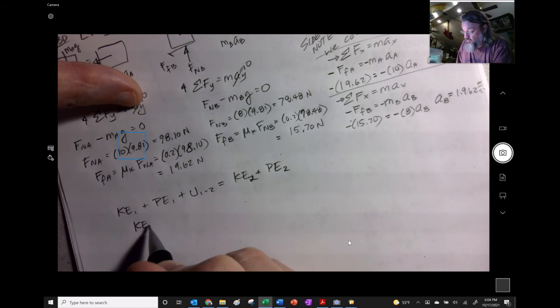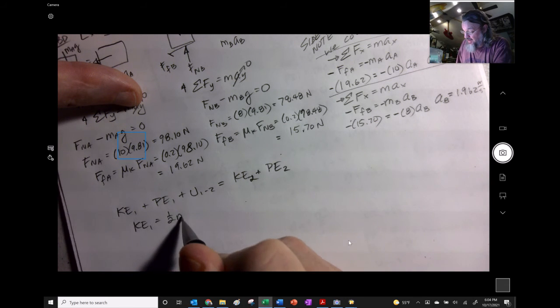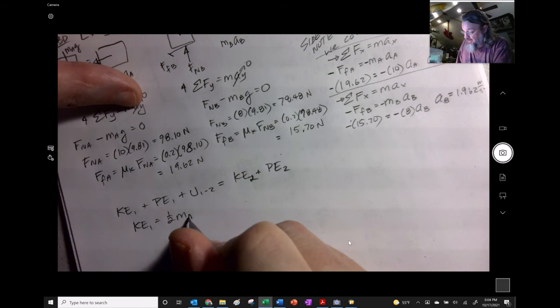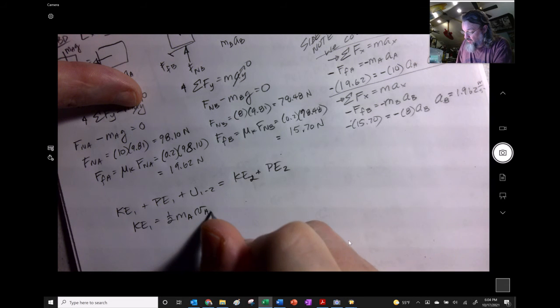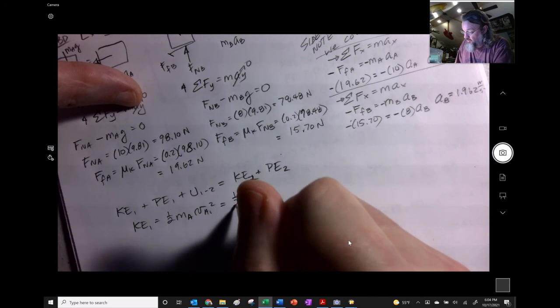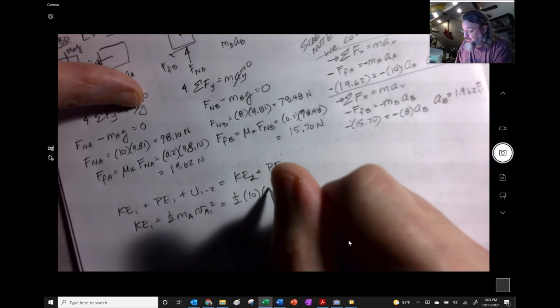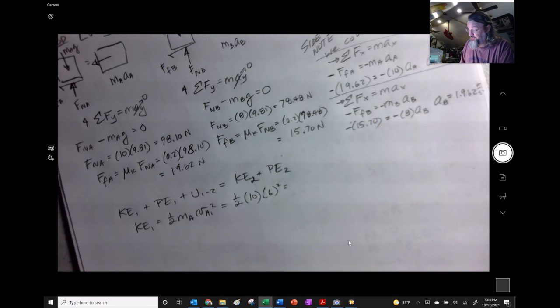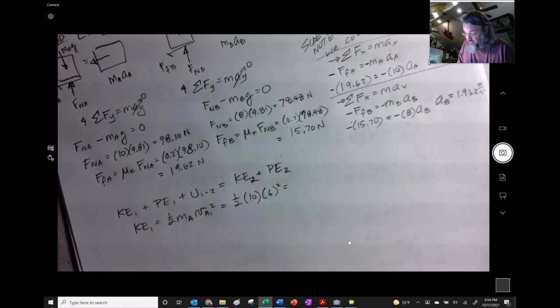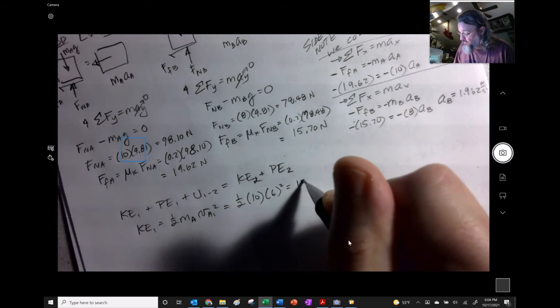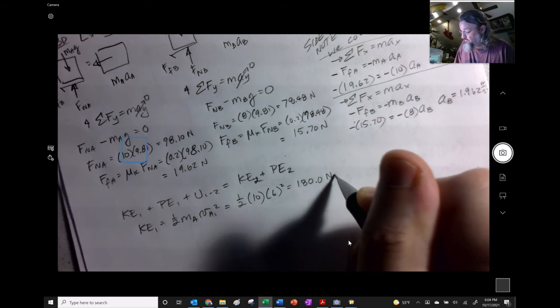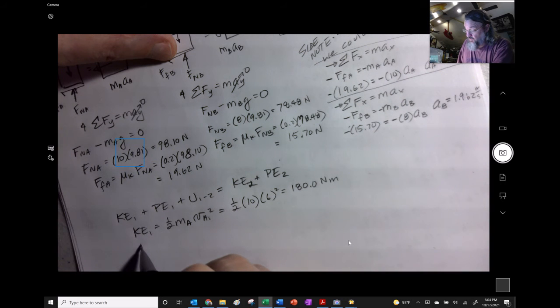So KE1 is going to be 1/2 times the mass of A times the velocity of A1 squared. Or 1/2, and the mass is 10, and the velocity A1 is 6 squared. So that's 36 times 10 divided by 2, or 180 Newton meters. Potential energy at 1 and 2 are 0.